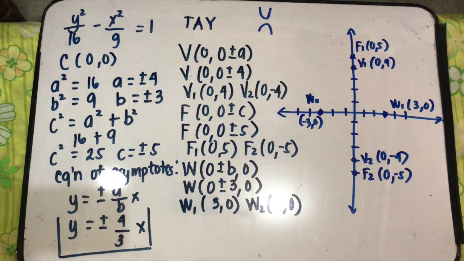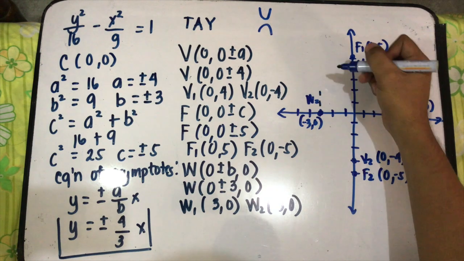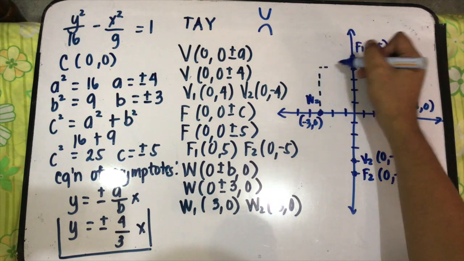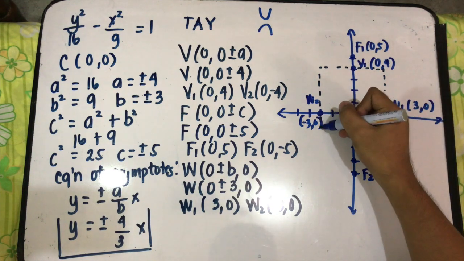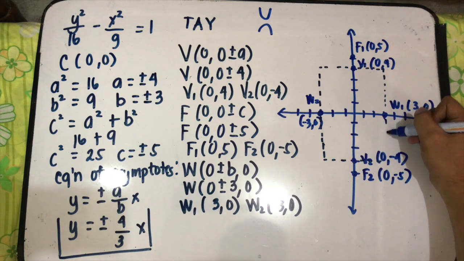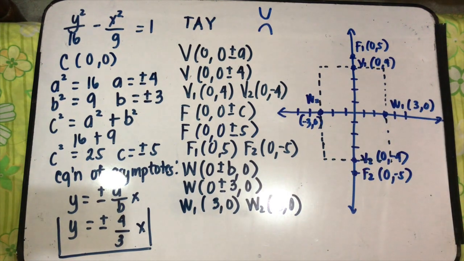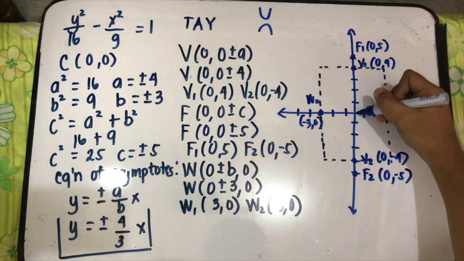So the next part now is to draw an auxiliary rectangle. So this is our auxiliary rectangle. It will pass through the vertices and the co-vertices. So why do we have to draw an auxiliary rectangle? We need to draw it in order for us to locate the asymptotes. The asymptotes are the diagonals of our auxiliary rectangle. So let us draw the diagonals.